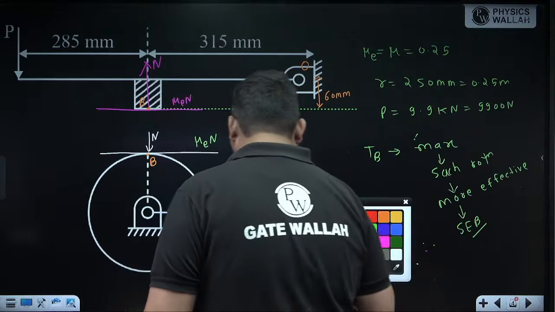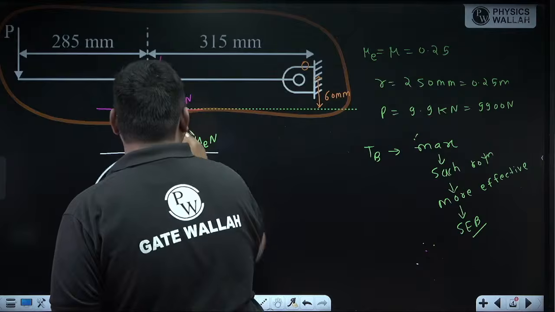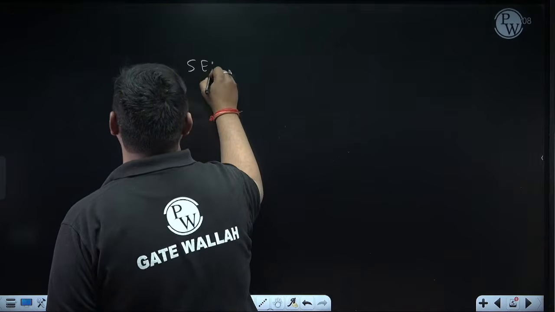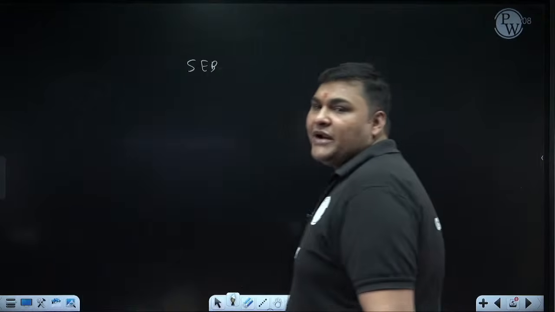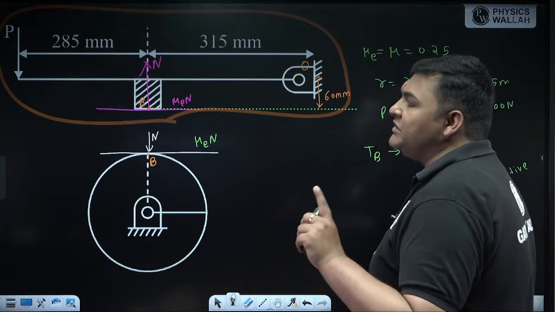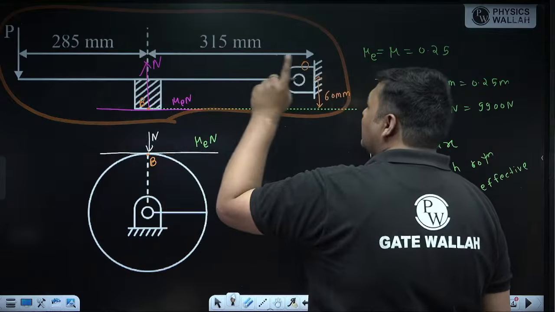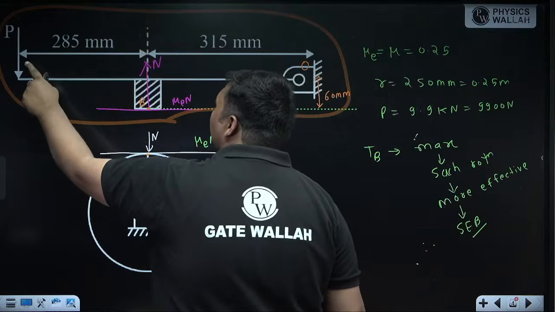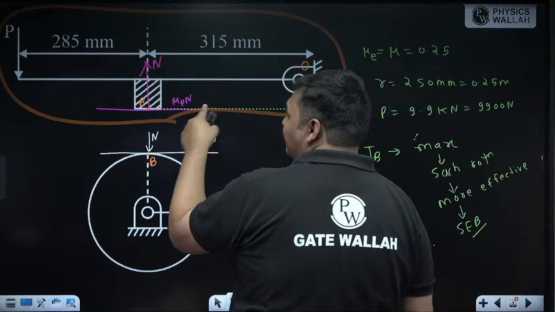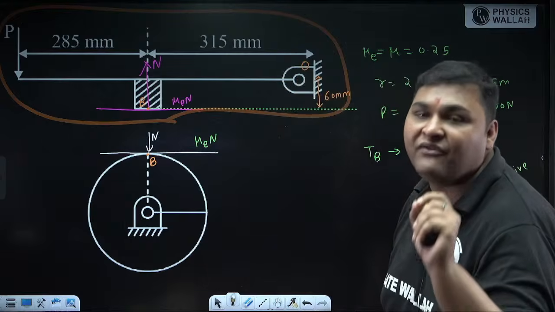Now this is the FBD of the lever. We want the brake to be self-energizing. Now what is the shortcut trick to ensure a self-energizing brake? If we want the brake to be self-energizing, then in the FBD of the lever, the direction of movement of braking effort P about the fulcrum and the direction of movement of the friction force about the fulcrum must be the same.